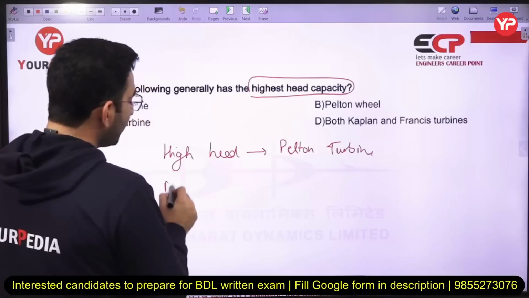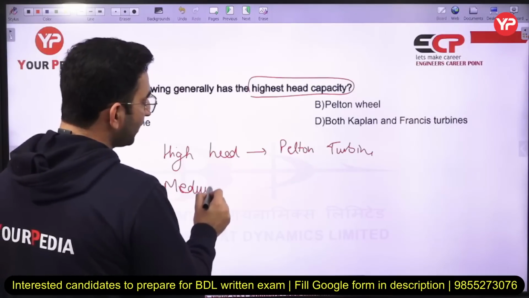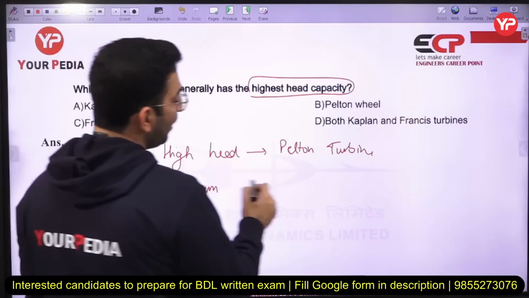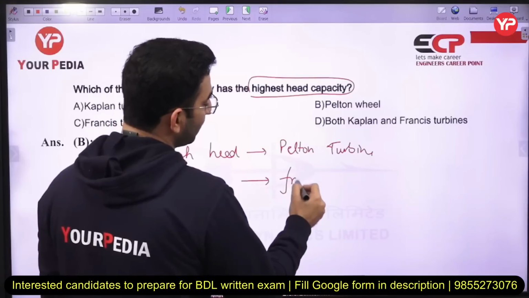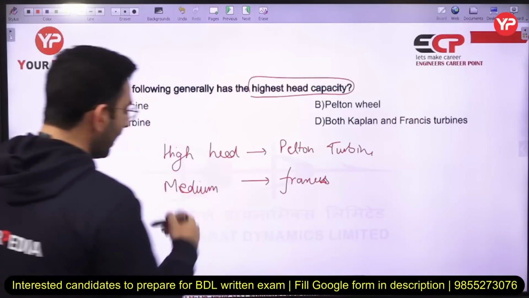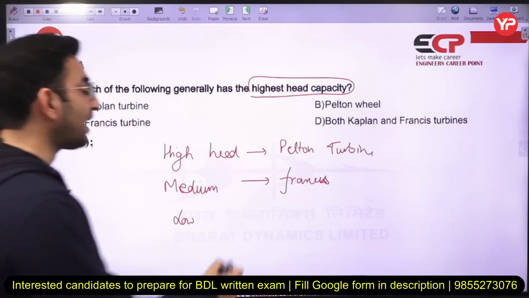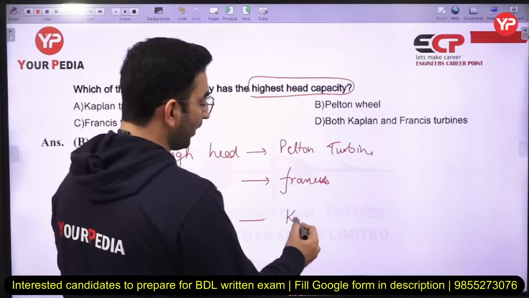And when we talk about the medium head turbine, medium head turbines are the Francis turbine. And when we talk about the low head turbine, the corresponding low head turbines are the Kaplan turbine as well as the propeller turbine.